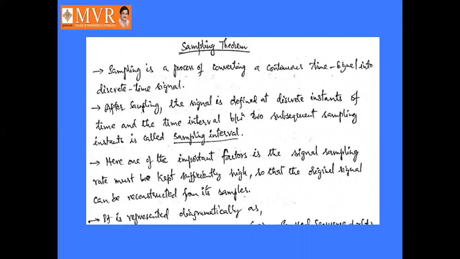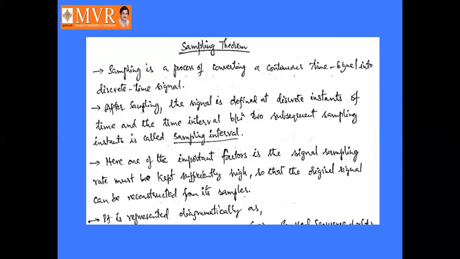The sampling process is the process of converting a continuous time signal, that is represented by a CT signal, into a discrete time signal. What is meant by discrete time signal? Discrete time signal means a sample of the continuous time signal can be frozen for some time and it can be divided into equal intervals of time, so that we can get the discrete time signal.